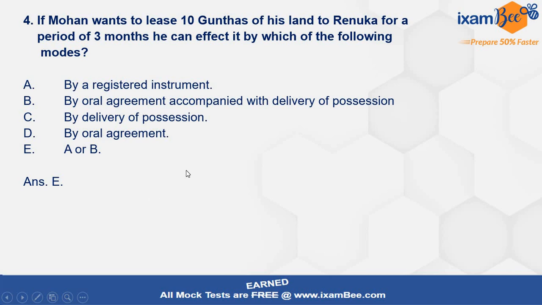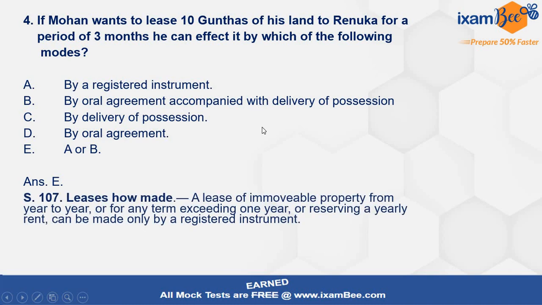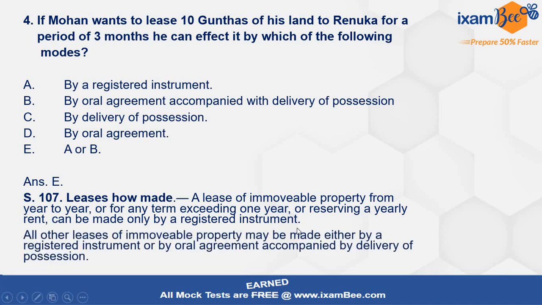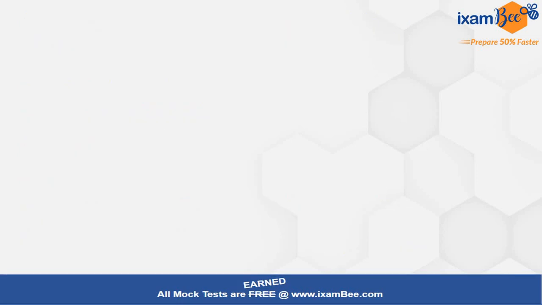They can use a registered instrument, but they can also choose the mode of oral agreement accompanied with delivery of possession. This is mentioned under section 107 itself, that if it is exceeding 1 year, a registered instrument is compulsory. If not exceeding, it is not compulsory. Just oral agreement and delivery of possession is enough.